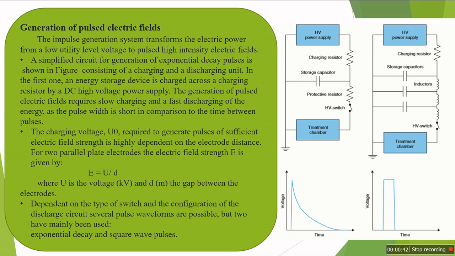The charging voltage U0 required to generate pulses of sufficient electric field strength is highly dependent on the electrode distance. For two parallel plate electrodes, the electric field strength E is given by E equal to U upon D, where U is the voltage in kilovolt and D the gap between the electrodes in meters.